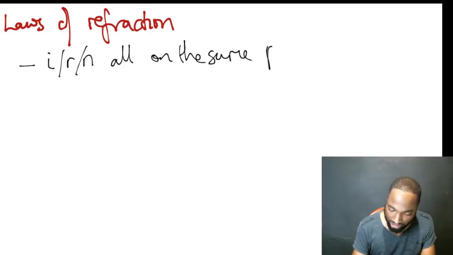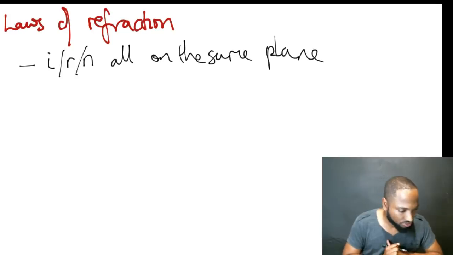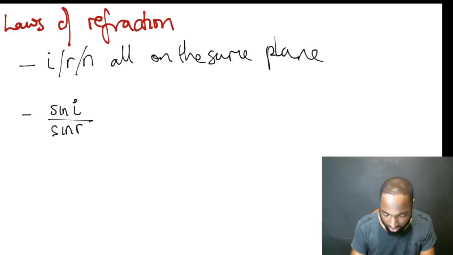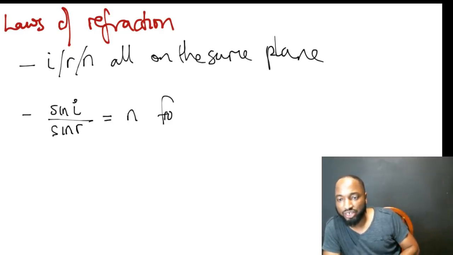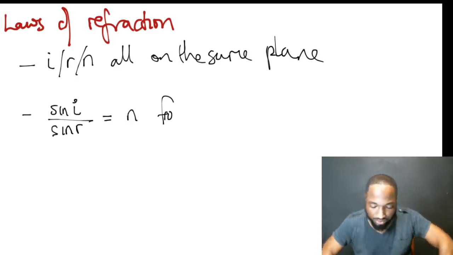I should see some Snell's law there by now. Snell's law: sine I over sine R, constant. Alright, good. So the sine of the angle of incidence over the sine of the angle of refraction is equal to a constant from one transparent medium to the next. Sine of the angle of incidence divided by the sine of the angle of refraction is equal to the refractive index, as we move from one transparent medium to the other. Alright, so I can just put it like that.